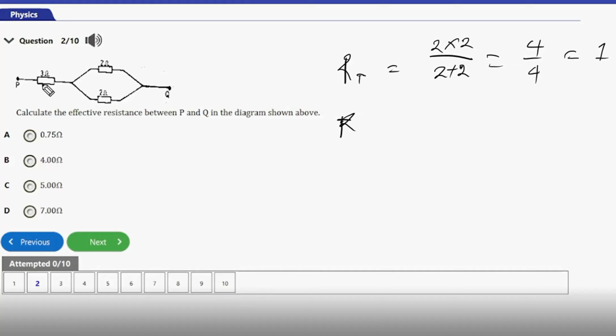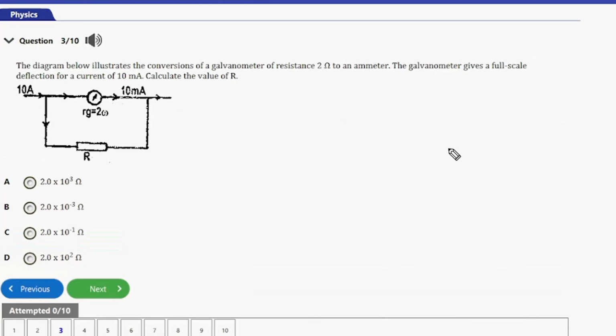The total resistance across this area will now be 3 ohms, which is the first resistance. Now we've seen the sum of the parallel resistance here is 1, so that's 3 ohms plus 1 ohm, and that's 4 ohms. So guys, the answer to this question is option B. So that's it for this question. Let's go ahead and consider the next question, guys. So that's question number 3 here.